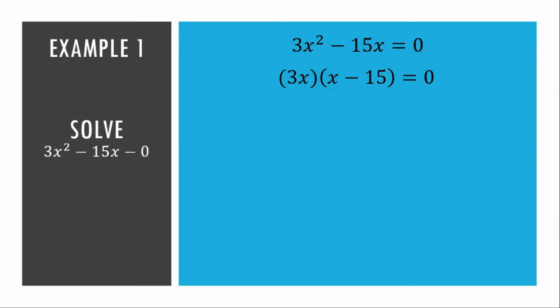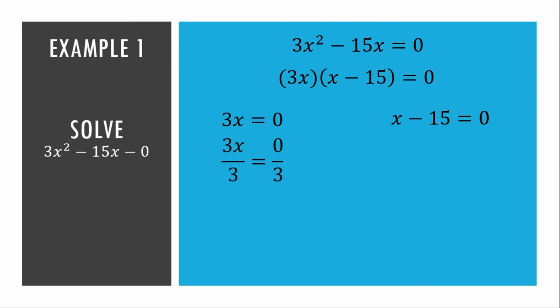Okay, paano ba gawin yan? For example 1, we have to solve 3x squared minus 15x. It should be equal to 0. So 3x squared minus 15x is equal to 0. So solve natin yan. So, factor na natin. 3x times x minus 15 is equal to 0. Ito naman yung na-factor natin, yung 3x tsaka x minus 15, equate natin sila into 0. So, 3x is equal to 0, and x minus 15 is equal to 0.